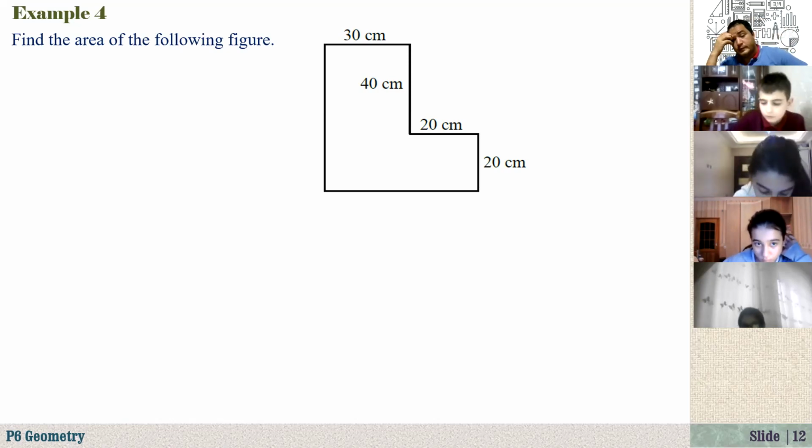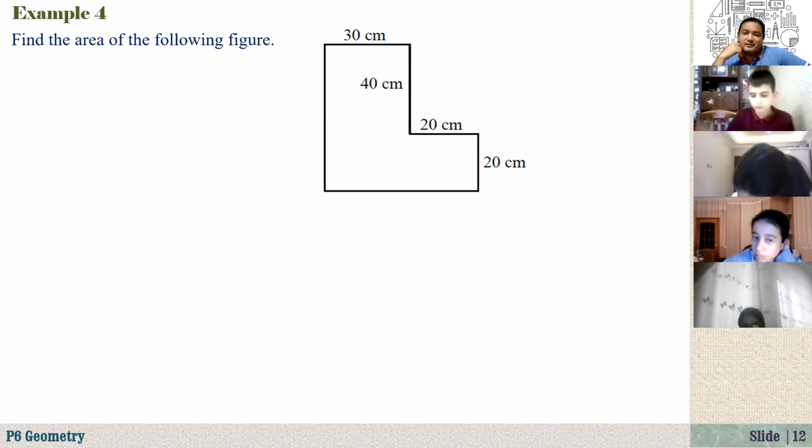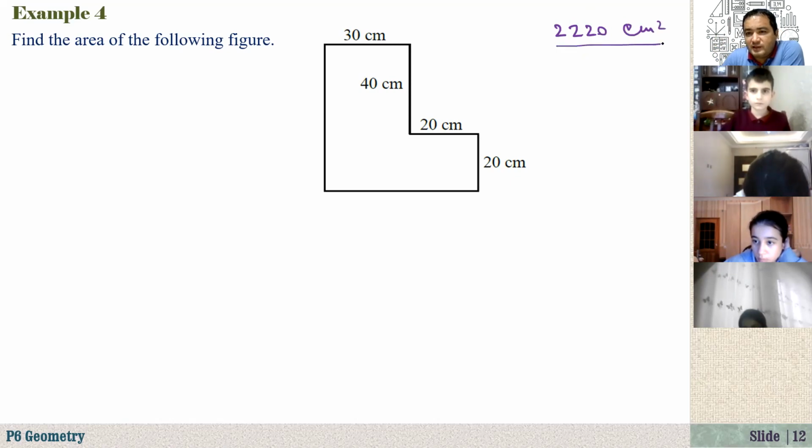220. 220, really? No, 2220. How much? 2220. 2,220 centimeters squared. Elmira, let's see what others actually tell me. Any other answer? Different answer?